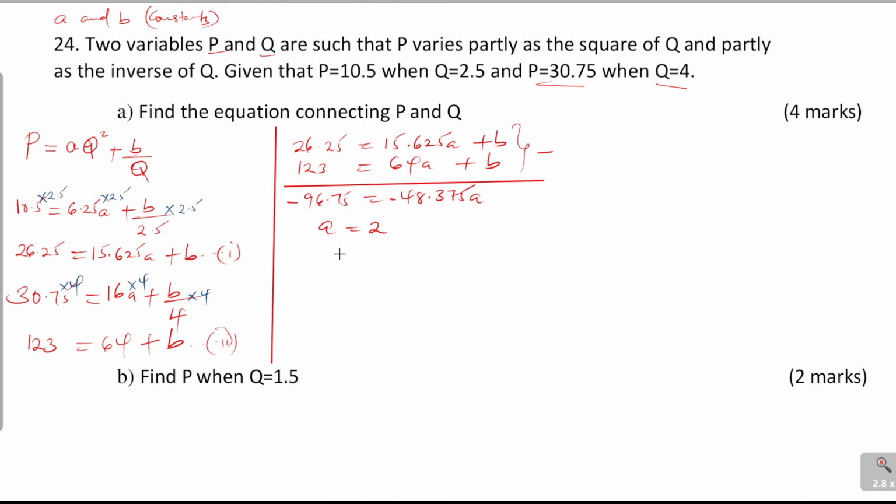Now once you get A as 2, you proceed now and get the value of B, the other constant. I'll simply pick this equation here. So 123 is equals to 64 plus B. This is a 64A. Sorry, this is supposed to be 64A plus B. So I'll use this equation. 123 is equals to 64 A, and A is 2.